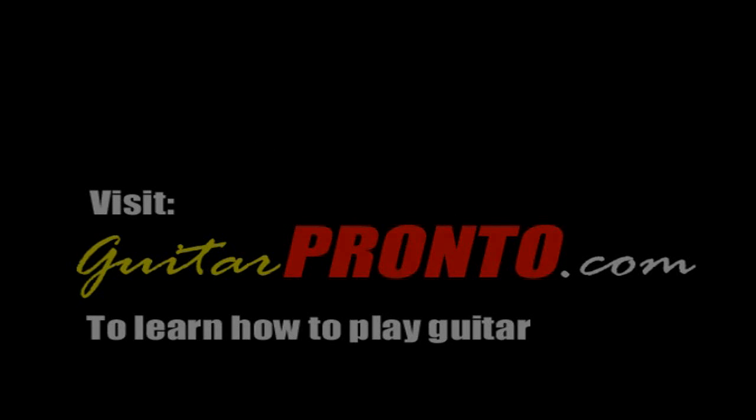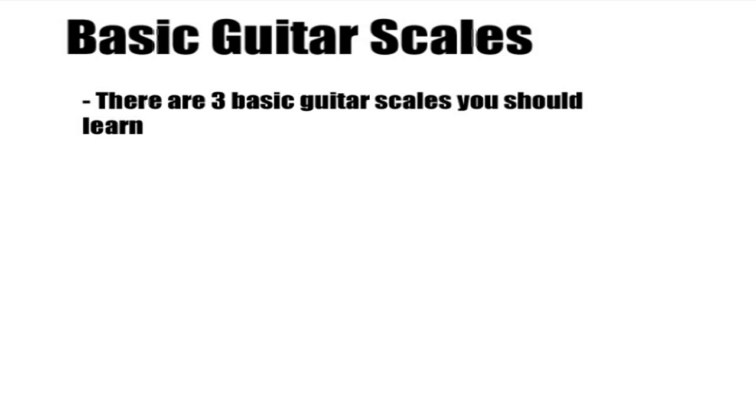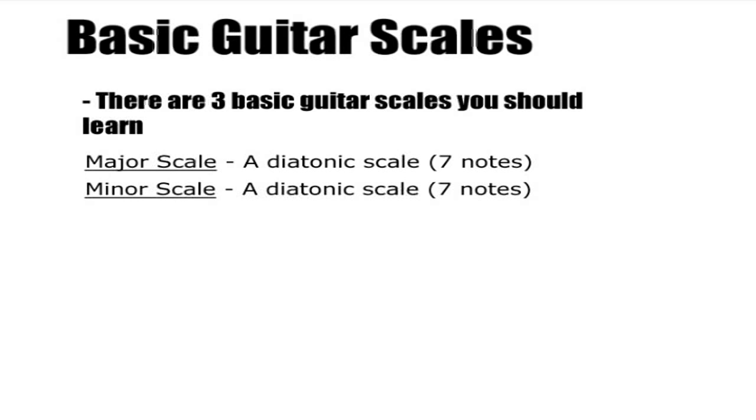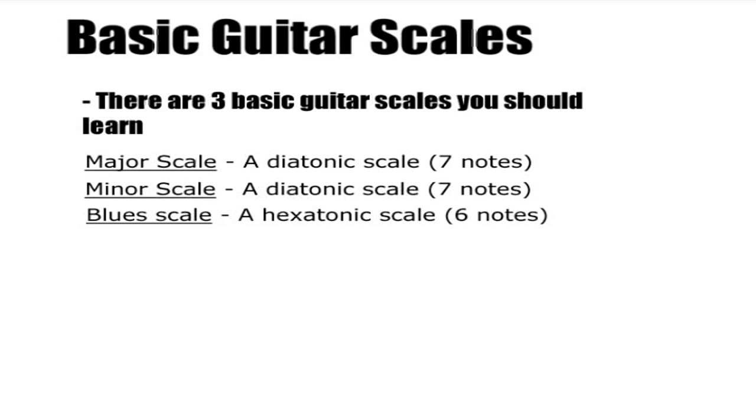In this lesson we're going to be looking at the basic guitar scales that you need to know as a beginner. We're going to be focusing on the major scale. There are many different types of scales that you can learn. The three basic ones, however, are first of all the major scale, which is diatonic and has 7 notes, the minor scale, which is also diatonic and has 7 notes, and finally the blues scale, which is hexatonic and has 6 notes.